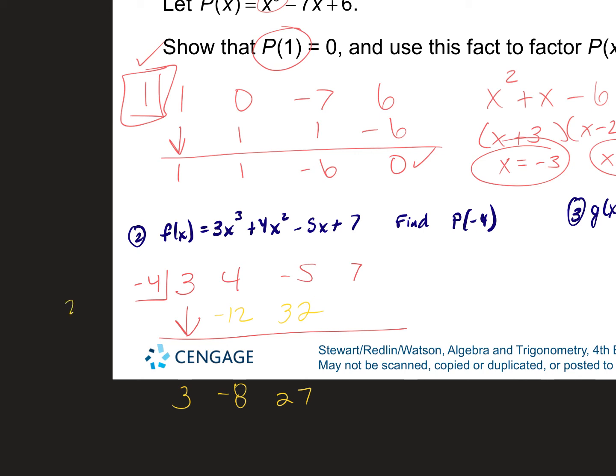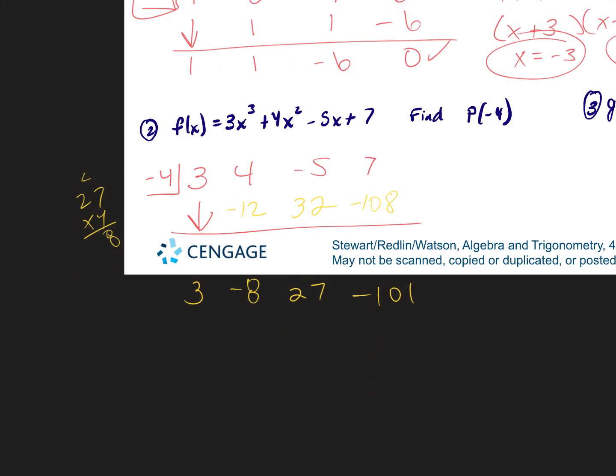What's 27 times negative 4? Write it out over here. 27 times 4. 108, okay, so it's negative, right? Negative 108. And then what's negative 108 plus 7? Negative 101. Now, the direction said use the remainder theorem. So how would you answer that if you were using the remainder theorem? Remainder theorem. P of negative 4 equals negative 101. Correct.